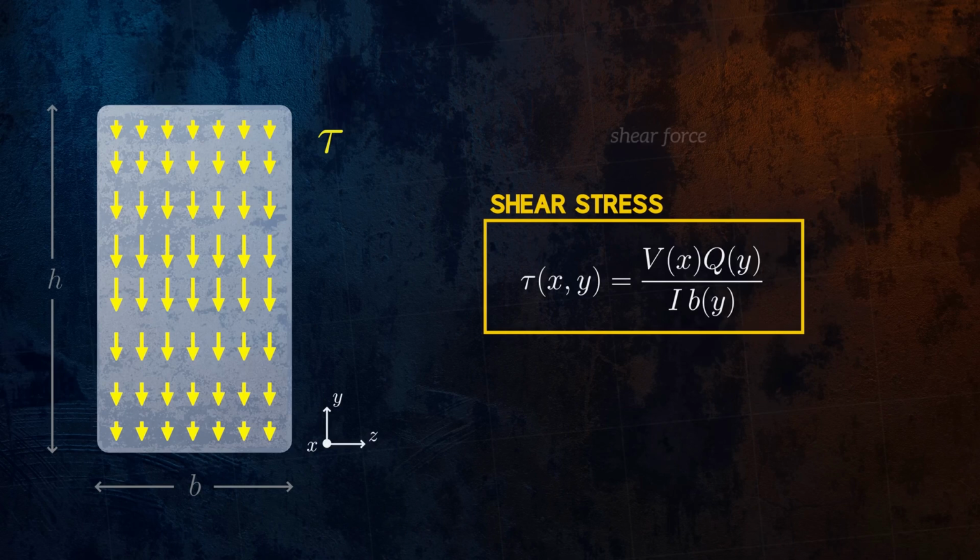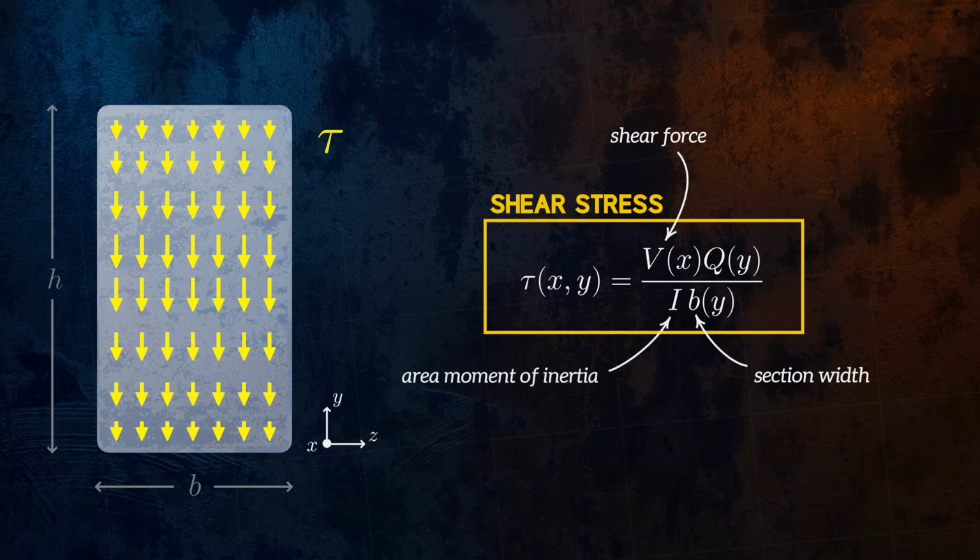V is the shear force acting on the cross-section, which varies with the distance along the beam. b is the width of the cross-section. It can vary with the distance y from the neutral axis, but in this case, the cross-section is rectangular, so b is constant. I is the area moment of inertia, which is a constant value calculated based on the shape of the cross-section. And Q is the first moment of area for the portion of the cross-section above the location we want to calculate the shear stress for. So it varies with the distance y above or below the neutral axis.